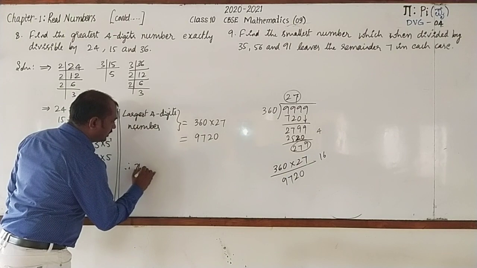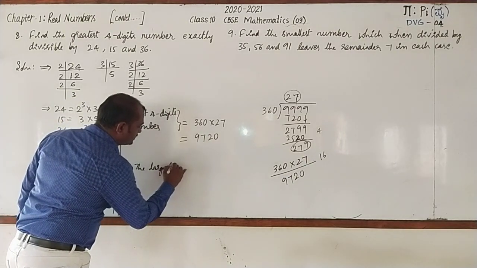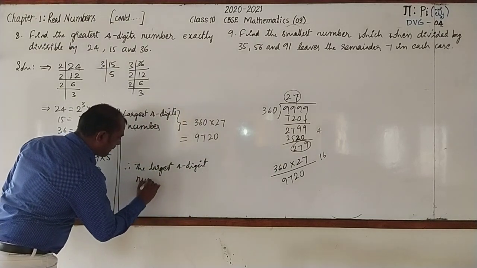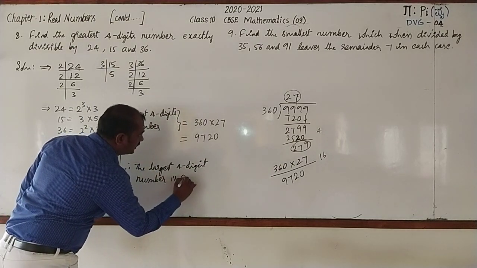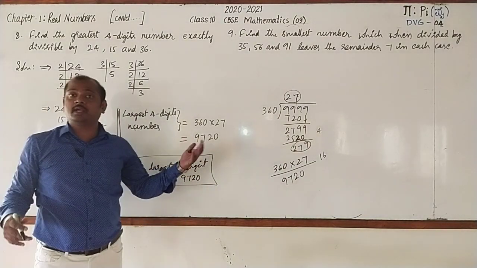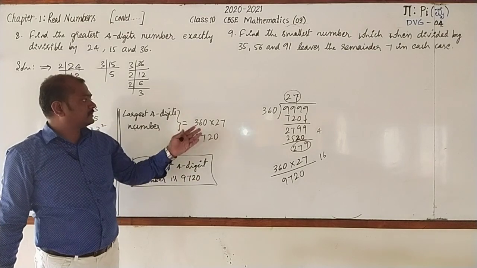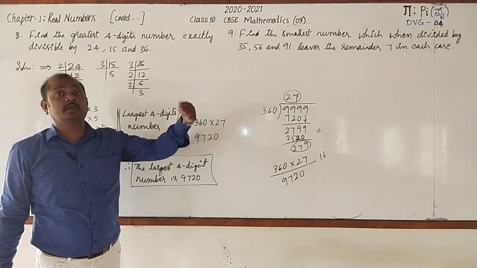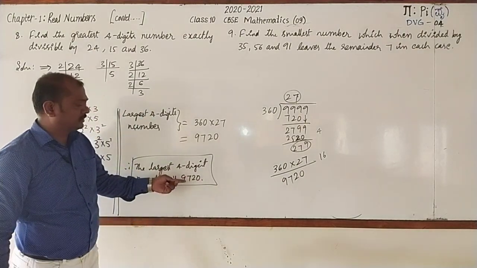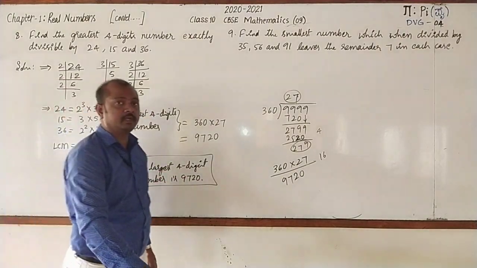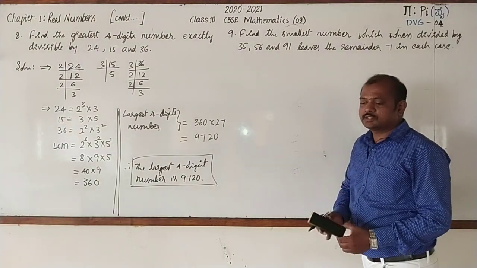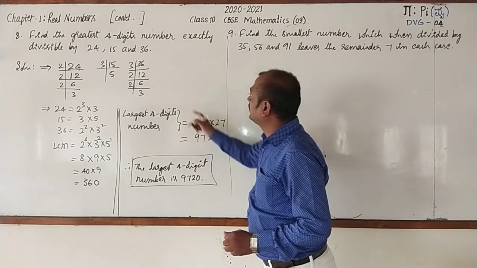Therefore, the largest 4-digit number is 9720. Even this can be found by the trial and error method. That is, as I said, 20s are, 25s are, 26s are, 27s are. If you go that way also, you will get the value 9720. And one more is there. Almost it is similar to this one.